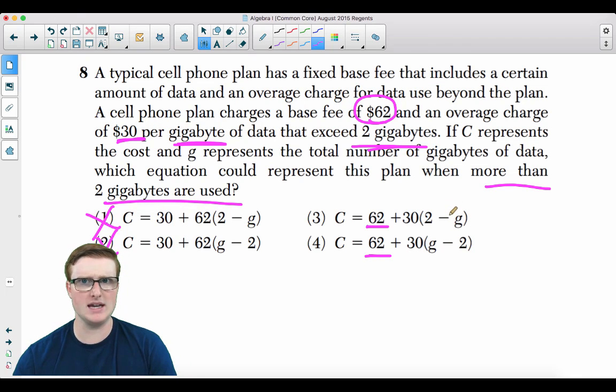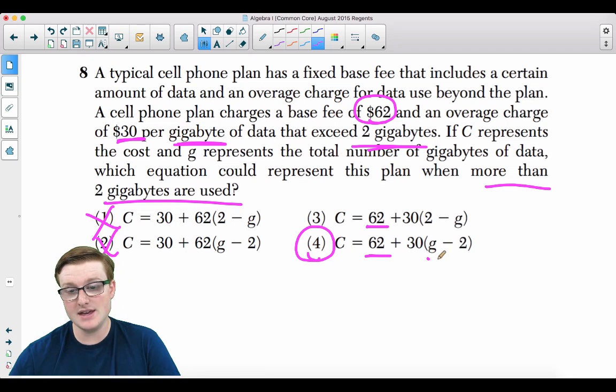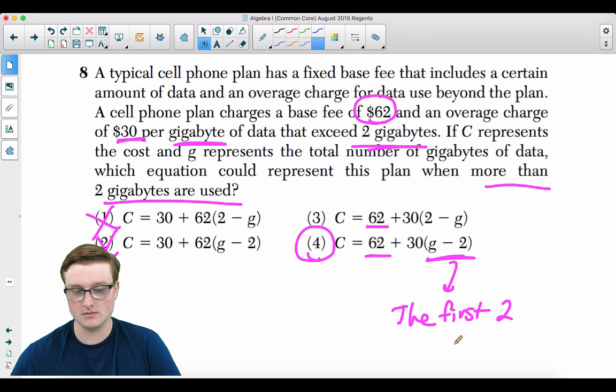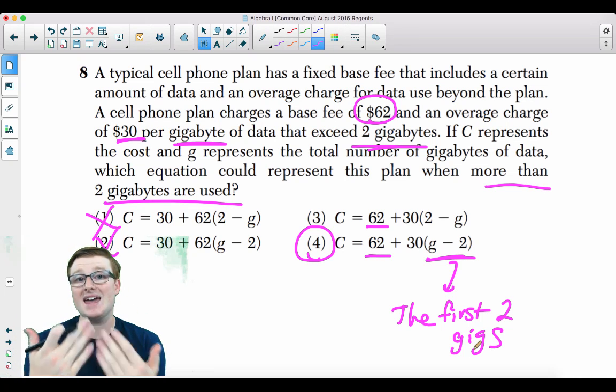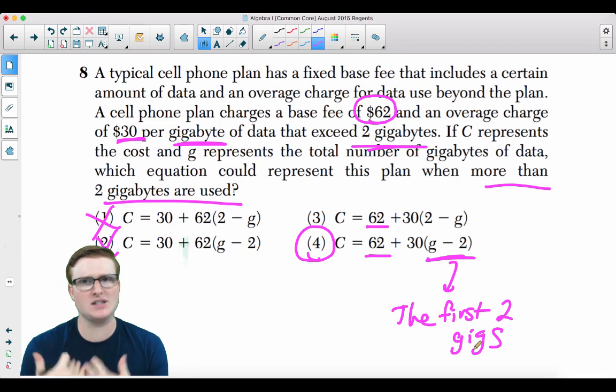2 minus 3 is -1 for choice 3. Why all of a sudden they're making negative numbers? It has to be choice 4, because that G minus 2 takes into account the first 2 gigs. Okay? So the first 2 gigs are accounted for, and then any additional gig gets added on, but then remember that we have to subtract the 2 from it.